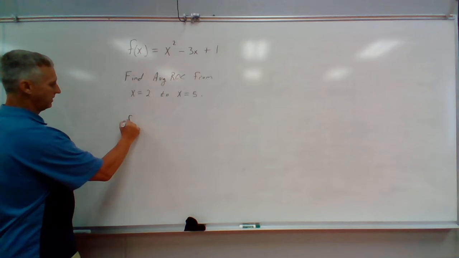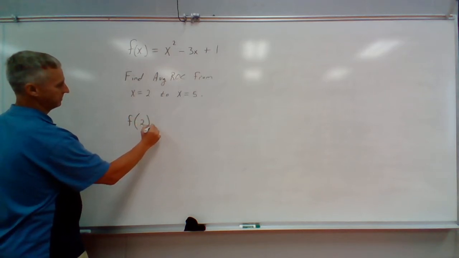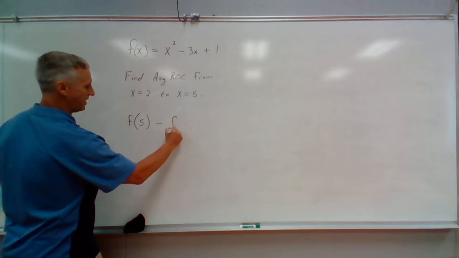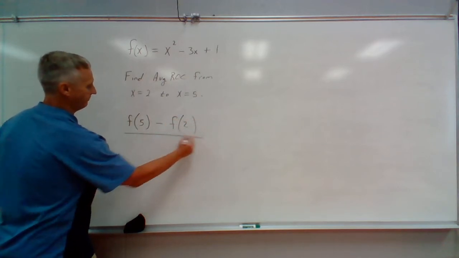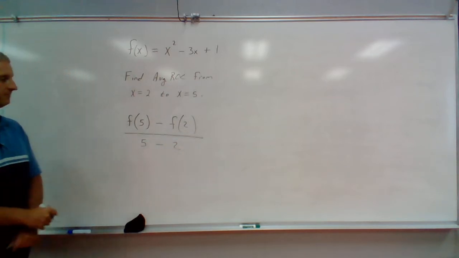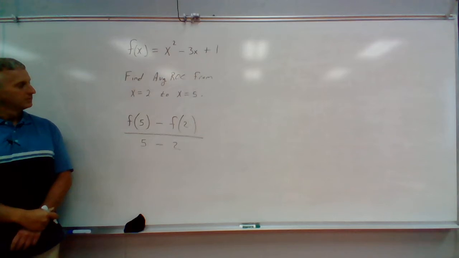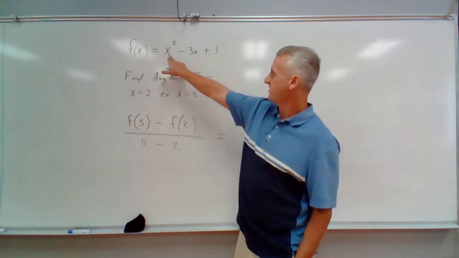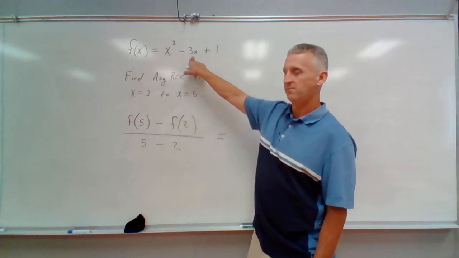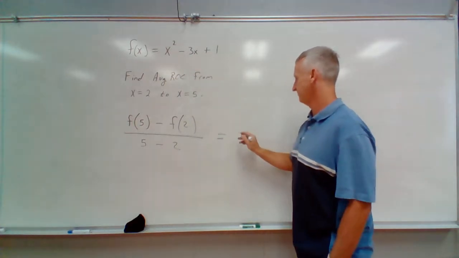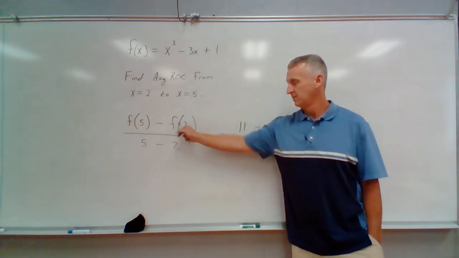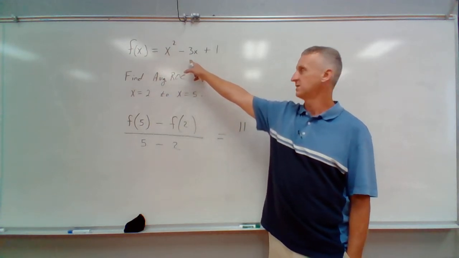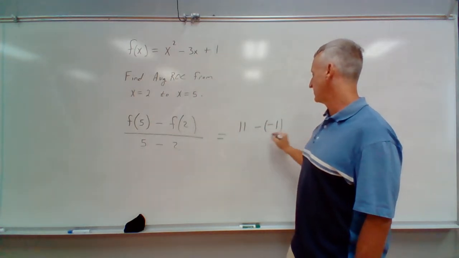So let's do it this way. We want f of 5 minus f of 2 over 5 minus 2. Let's work that out. So let's find f of 5. To find f of 5, I'll plug 5 into the function. That's 25 minus 15, that's 10, plus 1 is 11, minus, let's find f of 2. So I'll plug in 2. That's 4 minus 6, it's negative 2, plus 1 is negative 1.